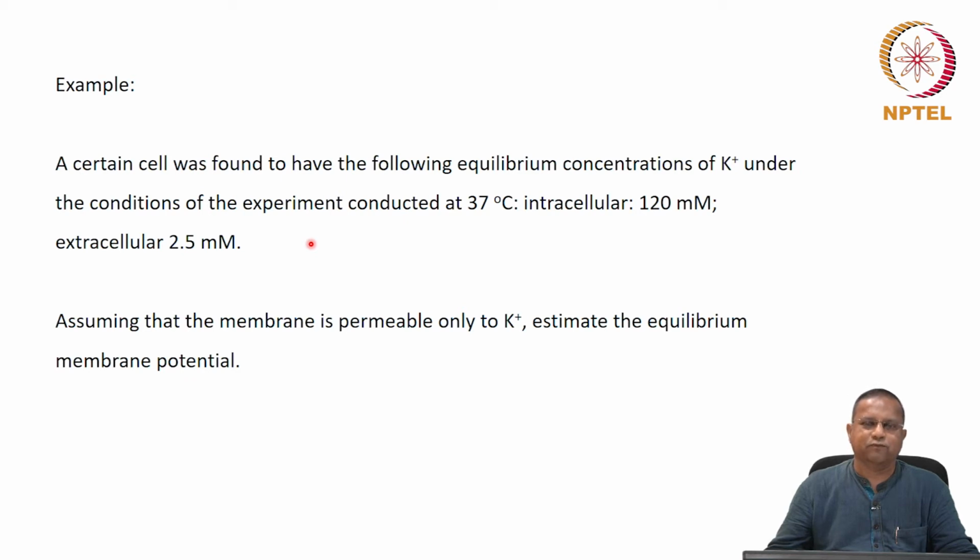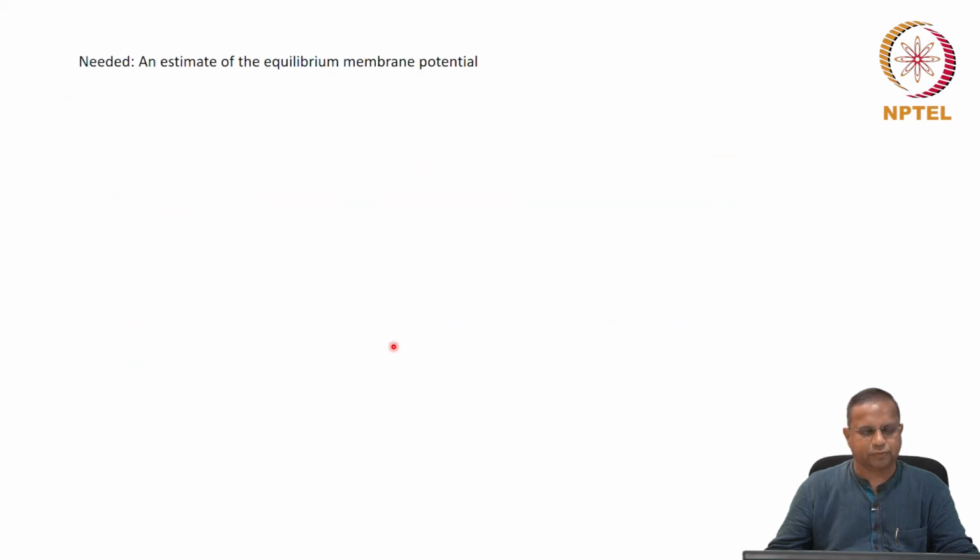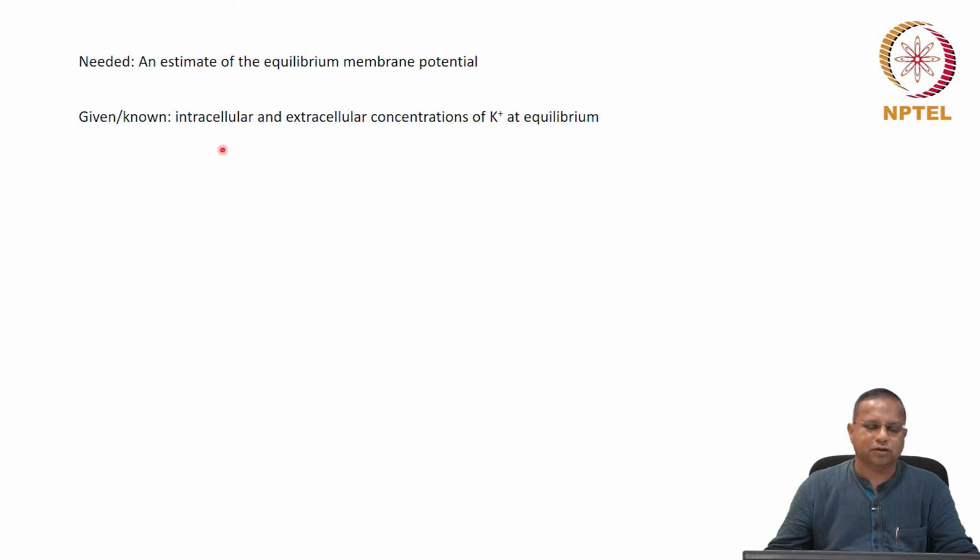Okay. Hopefully you have a better mental picture of the situation here. A certain cell was found to have the following equilibrium concentrations of potassium under the conditions of the experiment. Intracellular concentration, extracellular concentration given. You are asked to find the equilibrium membrane potential, assuming that the membrane is permeable only to potassium. So what is needed is an estimate of the equilibrium membrane potential. And what is given or known are the intracellular and extracellular concentrations of potassium at equilibrium. So how do you connect the known to the needed?